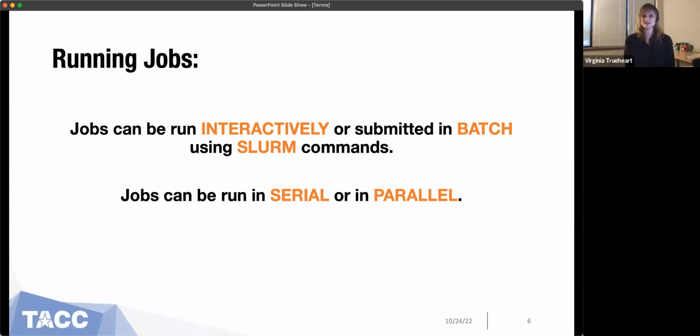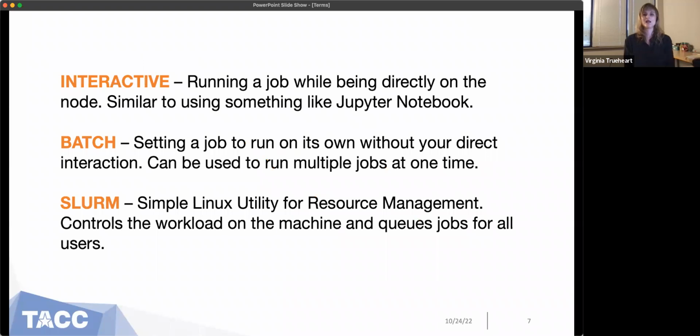Now, when you run jobs at TAC, you can either run interactively or you can submit batch jobs using the Slurm commands. Jobs can also be run serially or in parallel. An interactive job means that you're running a job on a node directly and that you're actively interacting with it. This is similar to something like Jupyter Notebooks, where if you run a command, you can immediately see the result in the terminal. You are on a compute node, you are interacting with your job, and every change that you make is something that you can see in real time.